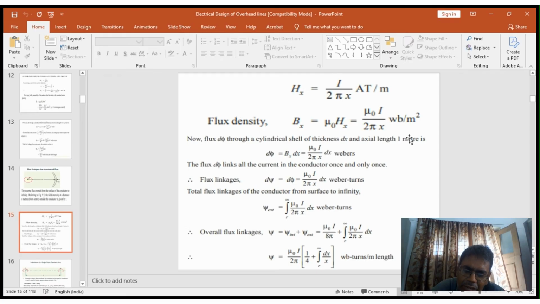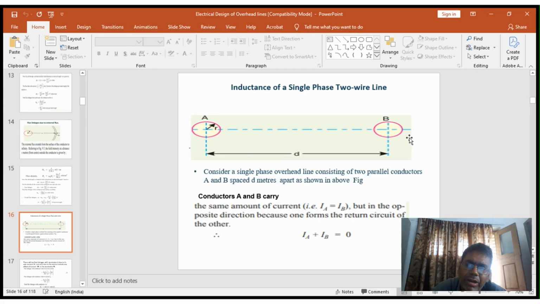This formula is very useful for calculation of inductance of the single phase two wire line, three phase symmetrical spacing, three phase unsymmetrical transposed configuration, and finally in the case of double circuit line. For evaluation of inductance, this flux linkage is very important.